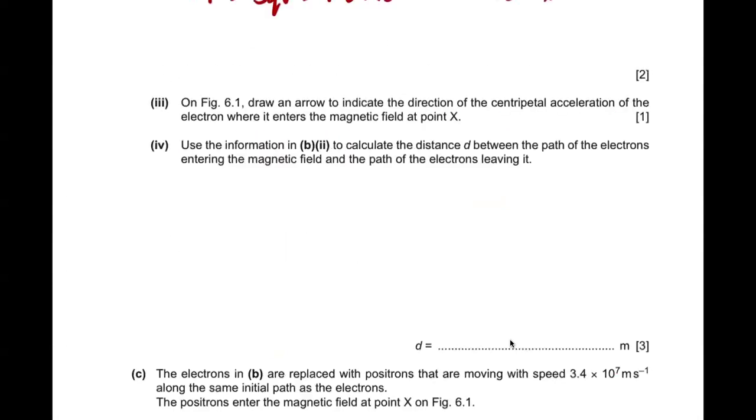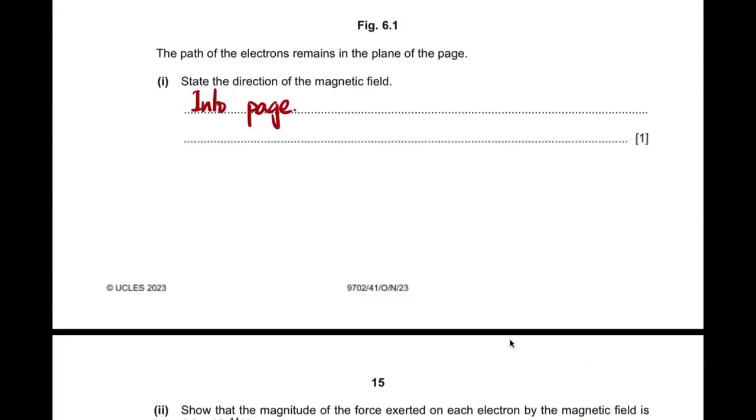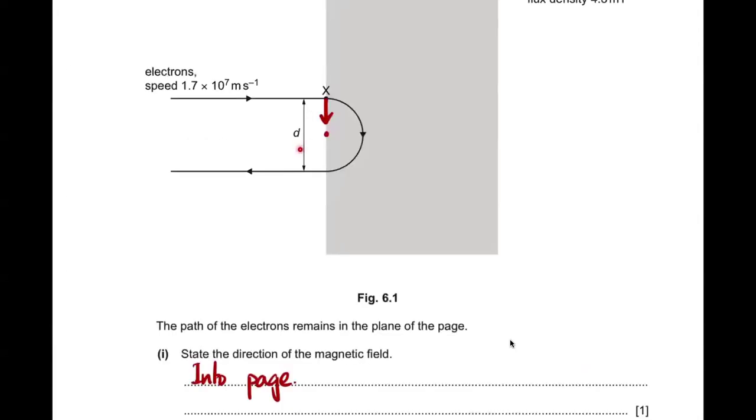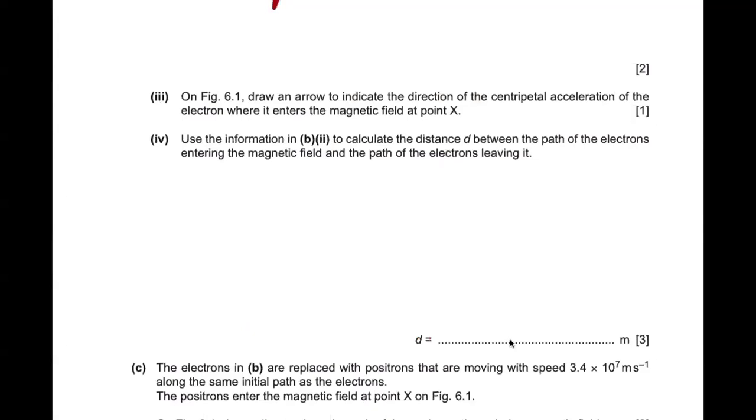Next, use the information in B2 to calculate the distance d between the path of the electrons entering the magnetic field and the path of the electrons leaving it. So I can see that d is basically twice the radius. So this d, which is what the examiner is calling the distance, that's also the diameter, right? So now I need the diameter. So I'll use this equation.